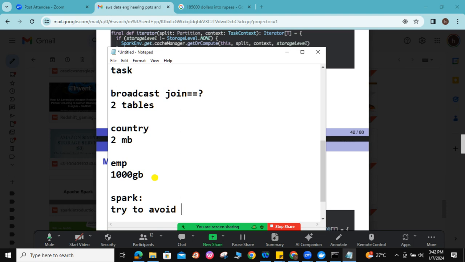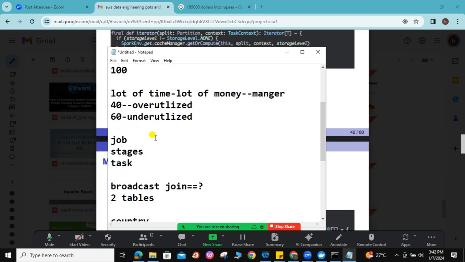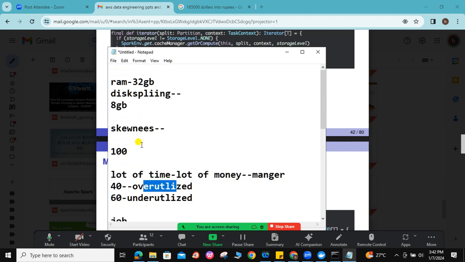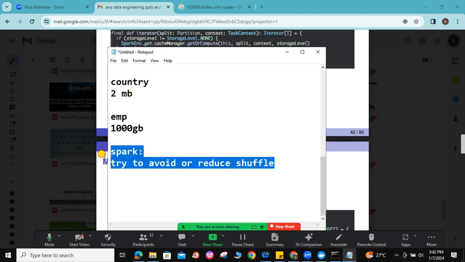I'll try to avoid it, which is difficult, or reduce the shuffling. To reduce the shuffling, a lot of things have to go on in my head. I have to see how the tables are joined, how the partitions happen, whether all my 100 partitions are used, whether skewness is there, whether disk spilling has happened. Based on this, I'll do the remaining things, which we will be learning.